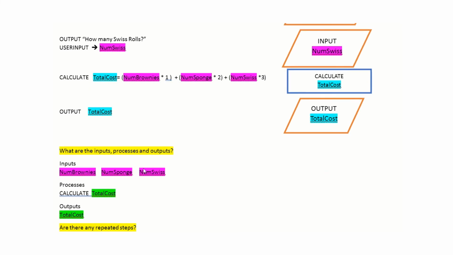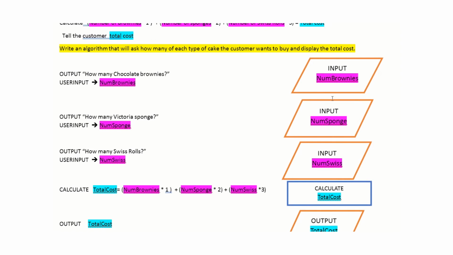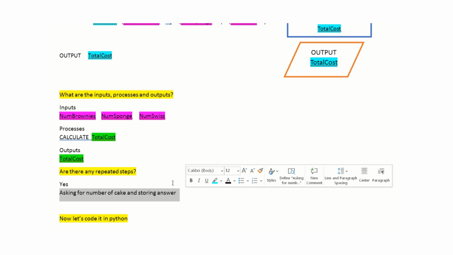The next question is, are there any repeated steps? And if you look at it, we're doing the same thing 3 times here. We're asking a slightly different question, but we're doing the same thing. So that's repeated steps. There might be a way we can save on our coding, especially if it was more than 3 things, if it was 100 things, rather than asking 100 separate questions. Maybe there's some sort of loop we could put in. So yes, asking for the number of cake and storing the answer, that's the repeated step.